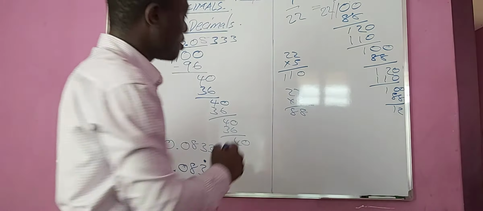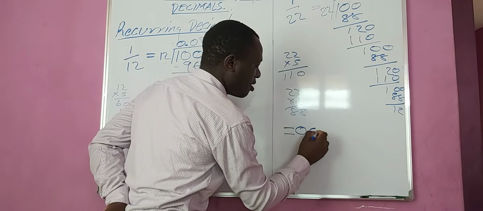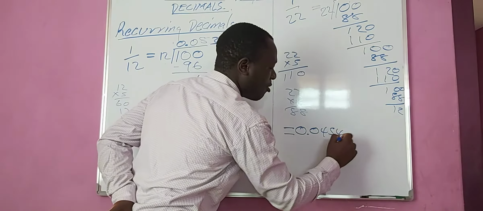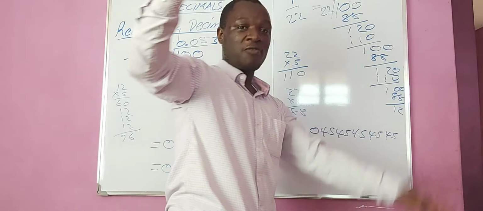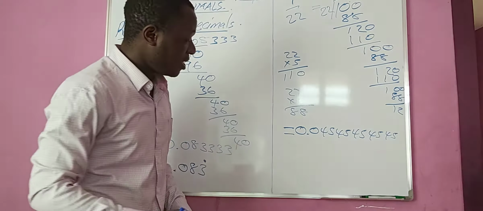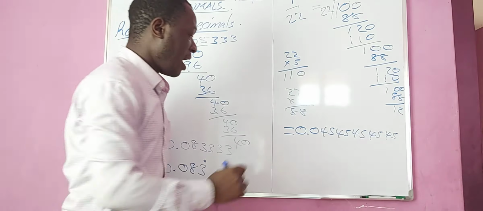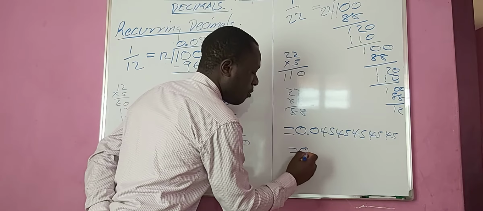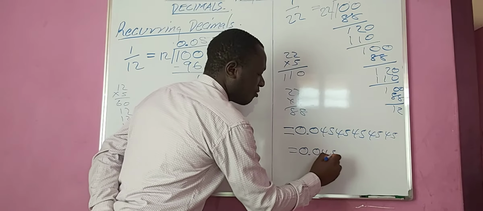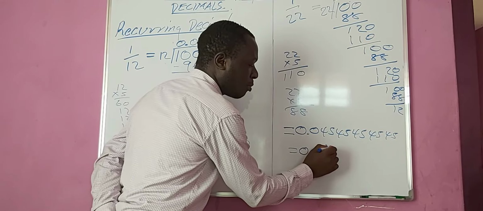Now let's look at this pattern. The pattern here is 0.0454545454545. What does that mean? It means 4 and 5 are the two numbers that are recurring. And therefore, in writing our answer, we shall say 0.045. On top of 4, we put a dot. On top of 5, we put a dot.